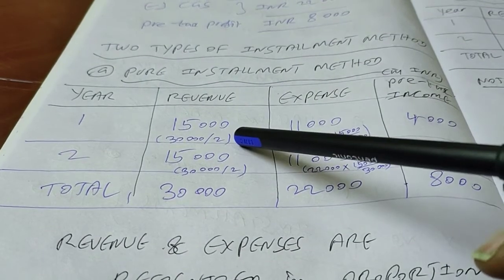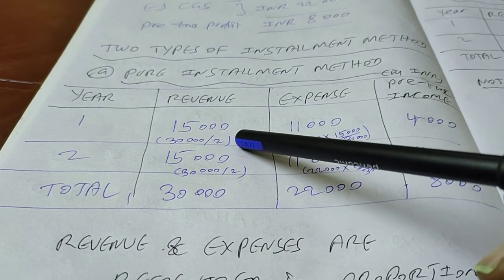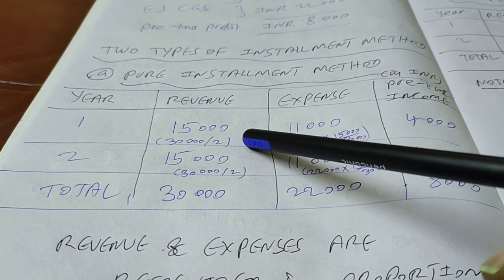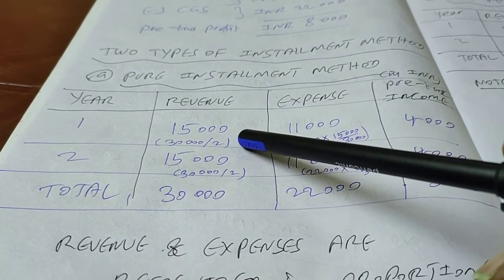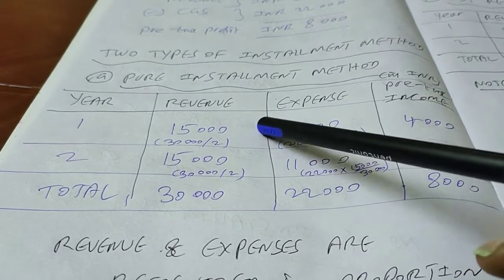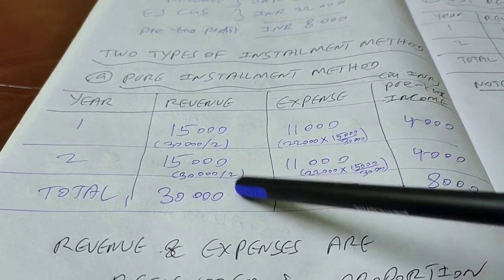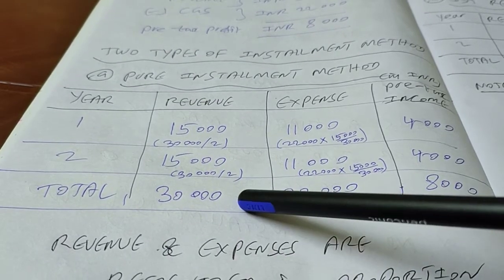So as I told you, the customer is going to make the payment in 2 installments. So that means collection is equal to revenue under installment method. So after 1 year, the company is going to get 15,000. How do you get that? 30,000 by 2. Second year again 15,000. So total revenue is 30,000.